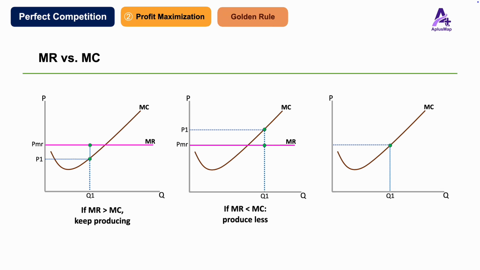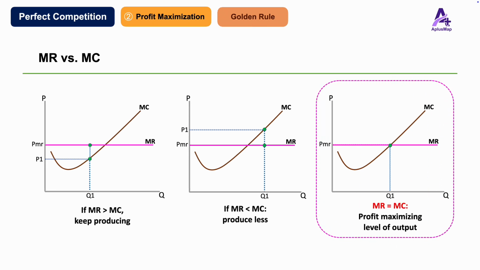Which leaves Scenario 3, the sweet spot. MR equals MC. At this exact quantity, you've produced every single unit that added more to revenue than it did to cost. The very last unit produced essentially broke even in terms of its marginal contribution. If you produce one more unit beyond this point, you'll start losing money on those extra units because MC will be greater than MR. If you stop before this point, you're missing out on profit you could have made because MR would still be greater than MC. MR equals MC gives you the profit maximizing level of output. Always remember that rule.